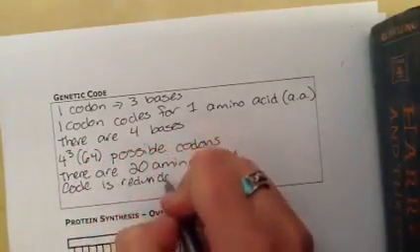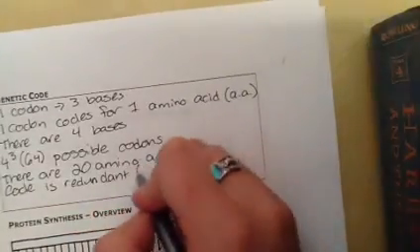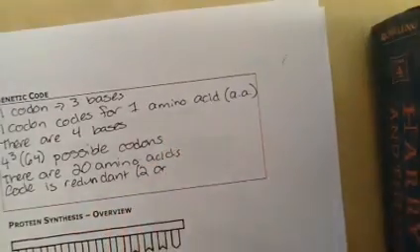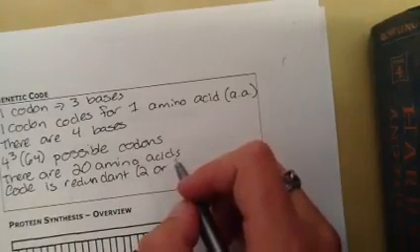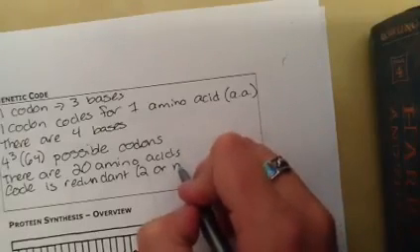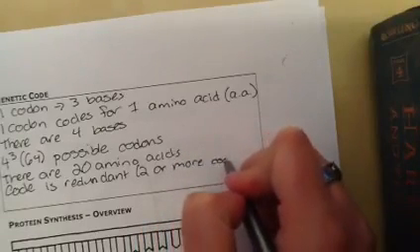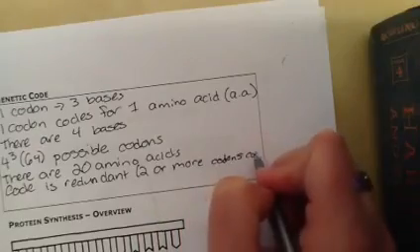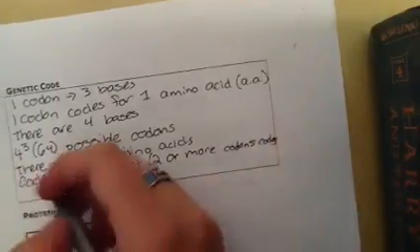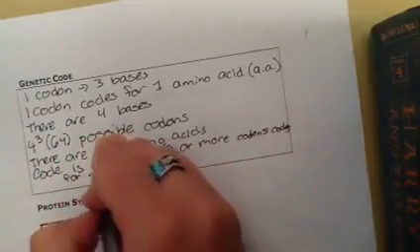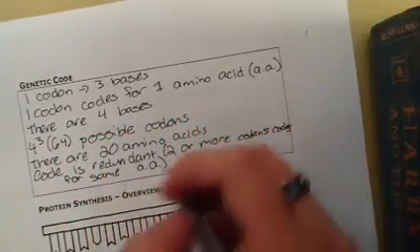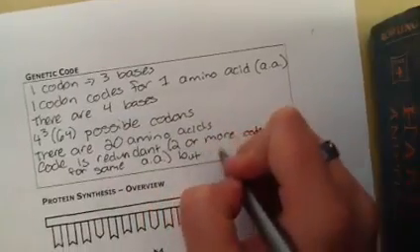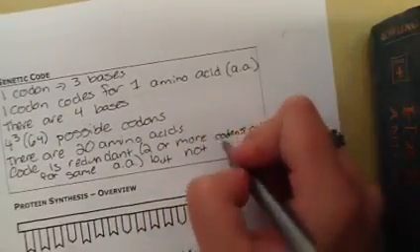So what we mean by that is two or more codons can code for the same amino acid. So like AUC and AUU will code for the exact same amino acid. Okay, two or more codons code for the same amino acid, but it's not ambiguous.